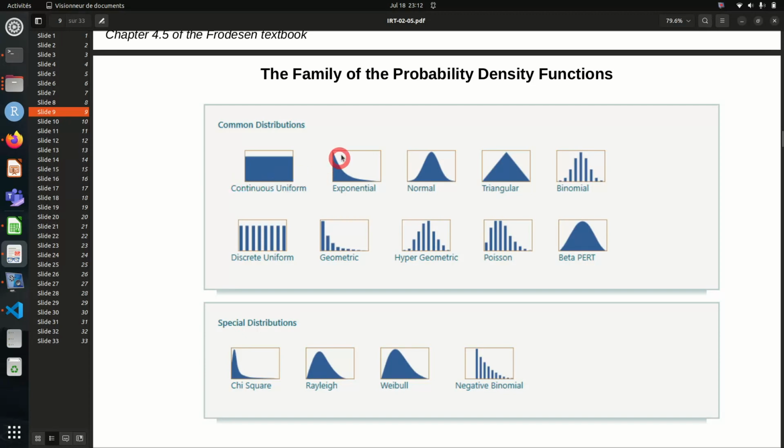You can have different shapes, which are here just gathered in families like exponential ones, normal, triangular, and some with names you may have heard, like chi-square, Rayleigh, if you have done some physics, or even some distribution that you have never heard. There are in fact many different families of such PDF.